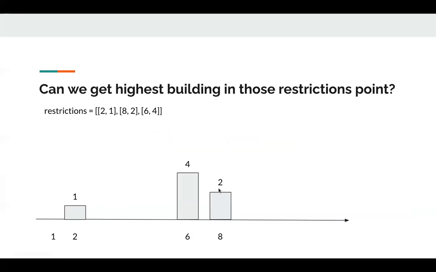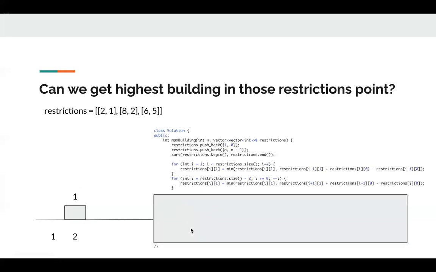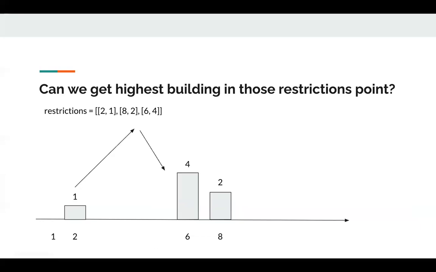So we get the maximum height of building 6. Okay, after this for loop, we get the highest for each restriction point. Now we just need to loop over each of them to get the highest building between these restriction points.